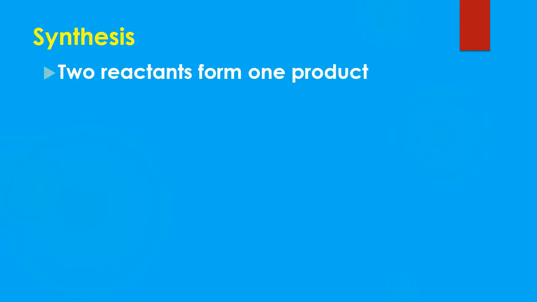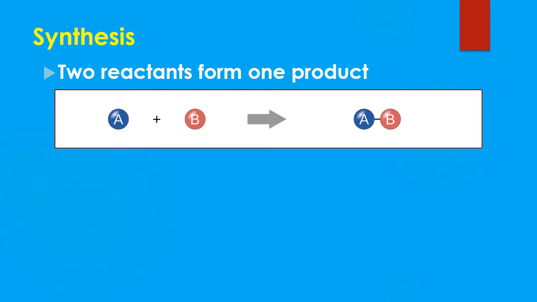Synthesis, meaning to make. So we start with two reactants, we form one product. So we start with two separate substances, and these two separate substances combine to give us a new substance.